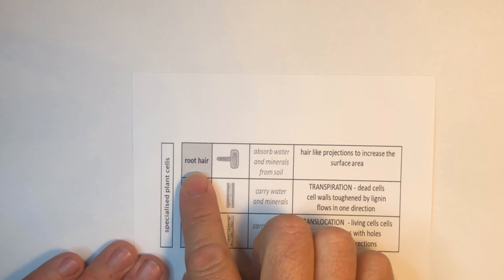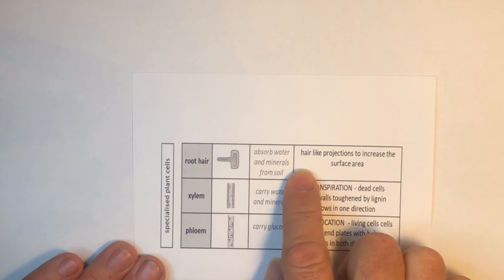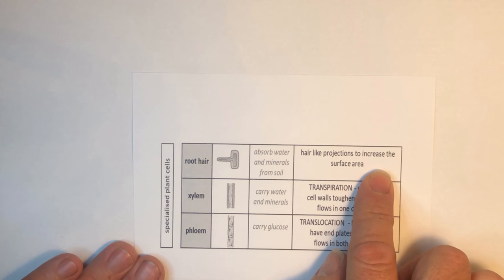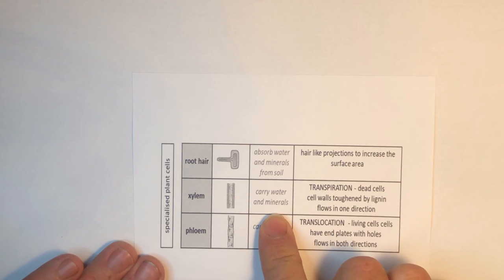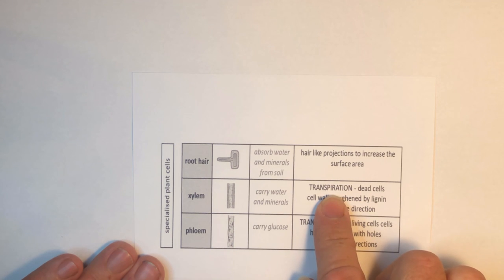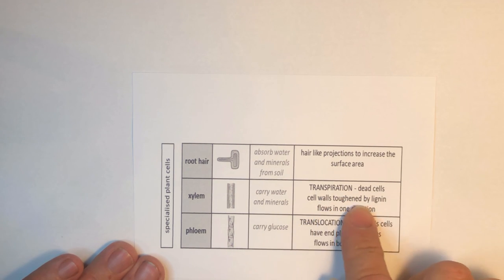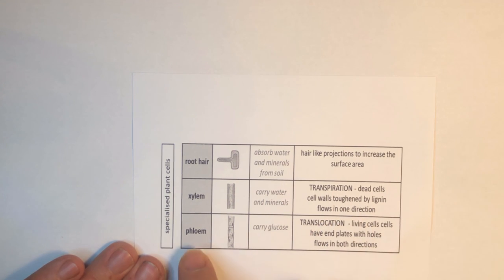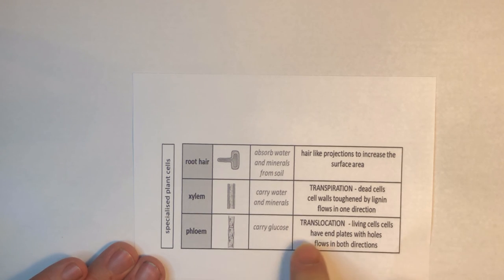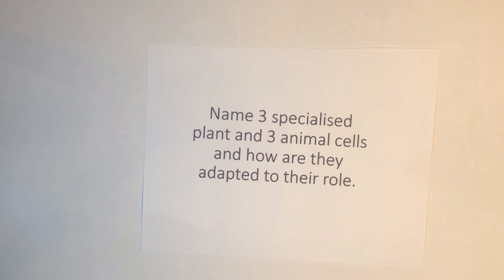In a plant, a root hair absorbs water and minerals from the soil and it has hair-like projections to increase the surface area. Xylem carries water and minerals. This process is called transpiration and it's made up of dead cells, and the cells are toughened by lignin and it flows in one direction from the soil to basically the leaves. Phloem carries glucose. This is called translocation and it has living cells, and the cells have end plates with holes and it flows in both directions. They are the answers to an extended question. Name 3 specialised plant and 3 animal cells and how are they adapted to their role.